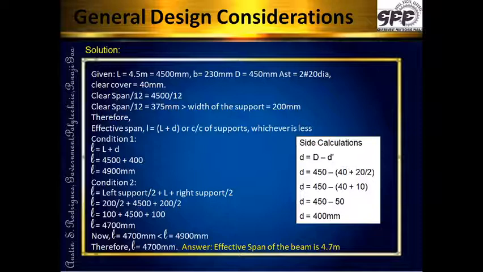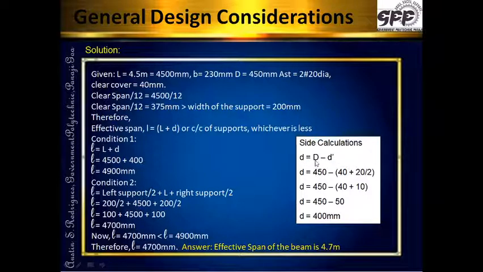Condition 1, L plus d. L is given to us, the clear span as 4500 mm. d is to be calculated, the effective depth is to be calculated. We know that effective depth is calculated as overall depth minus the effective cover. Please note, clear cover has been given to us as 40 mm, but what we need over here is the effective cover.